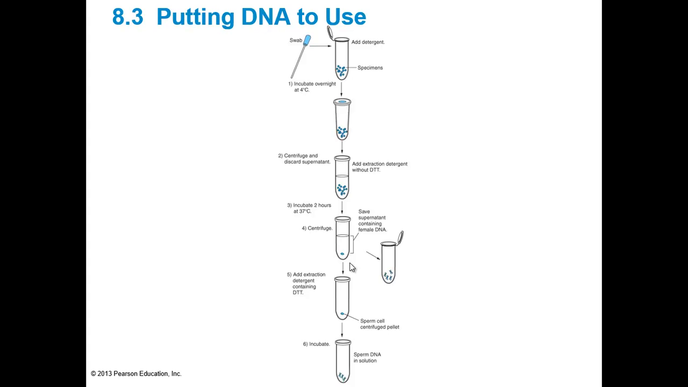Okay. So all you want to do is take your specimen, add detergent, incubate it overnight, centrifuge and discard the supernatant, then add extraction detergent without DTT. I can't remember what DTT is. I think it's on the next slide. Okay, but then you incubate it, save the supernatant containing female DNA.